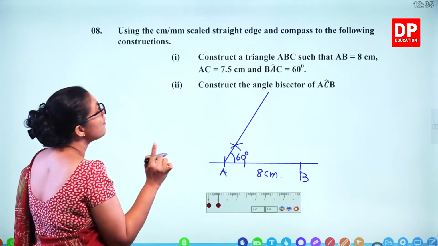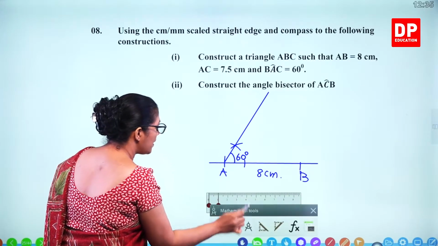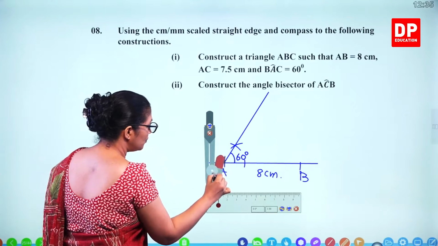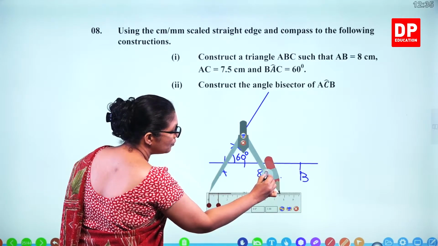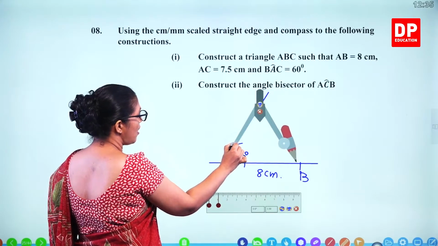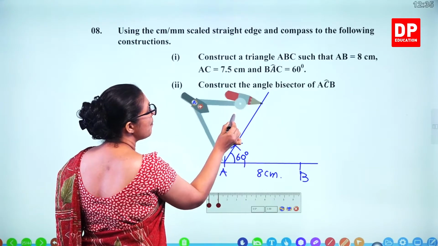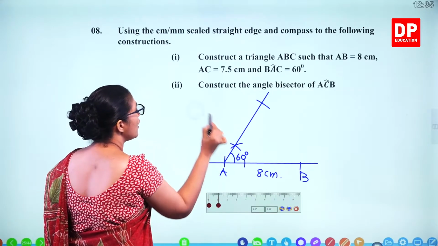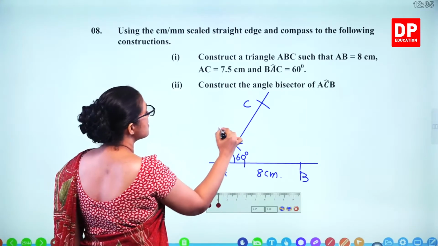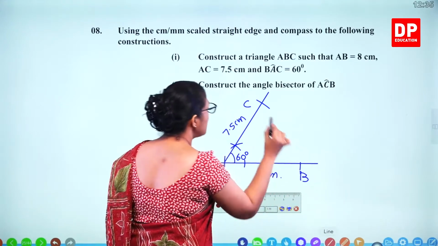Then what is the length AC? 7.5. Again take the compass, measure 7.5 now. So you can mark the C point. Keep it on top of A and mark the C point. So that's C and this is 7.5 centimeters. So this is the ABC triangle.